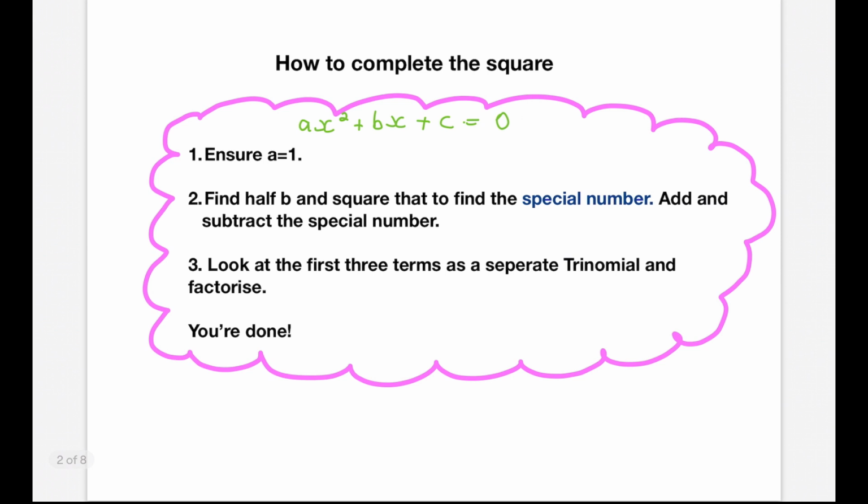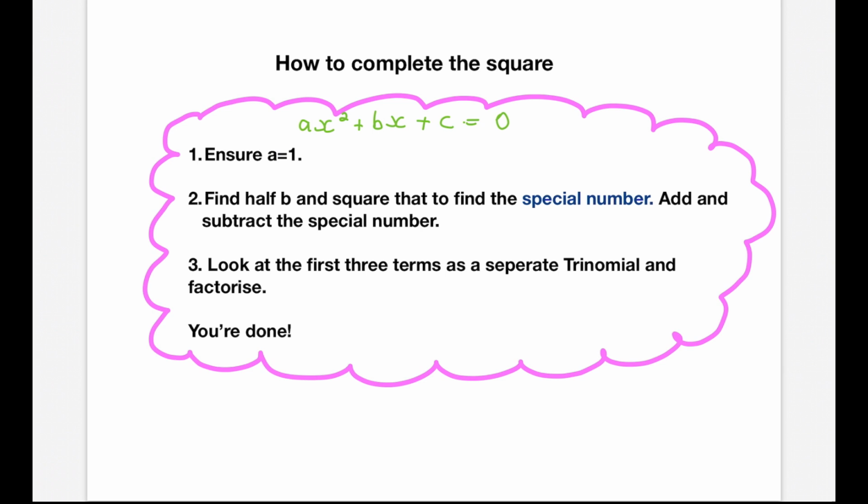We know that we're given quadratic equations in the form ax squared plus bx plus c. Now the very first step of completing the square is to ensure that a is 1. A is the coefficient of x squared. If a is not 1, you'll have to take out a as a common factor. We'll look at that in an example.